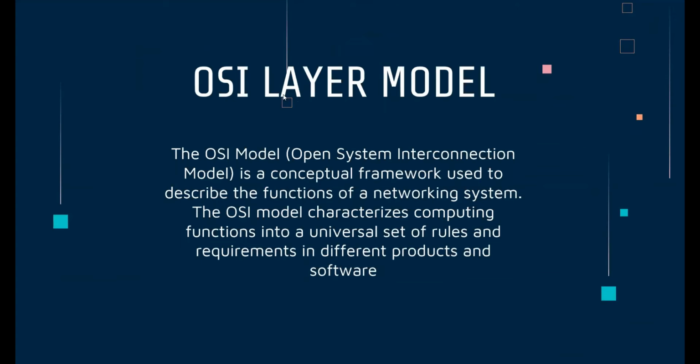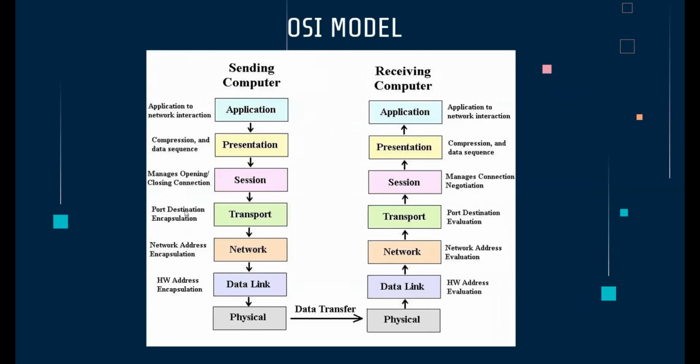So what is the OSI model? The OSI model, Open System Interconnection Model, is a conceptual framework used to describe the functions of a networking system. The OSI model characterizes computing functions into a universal set of rules and requirements in different products and software. This is the layer of the OSI model.